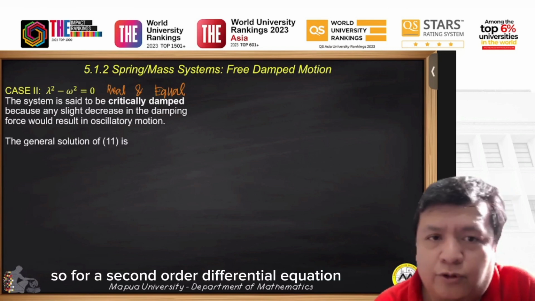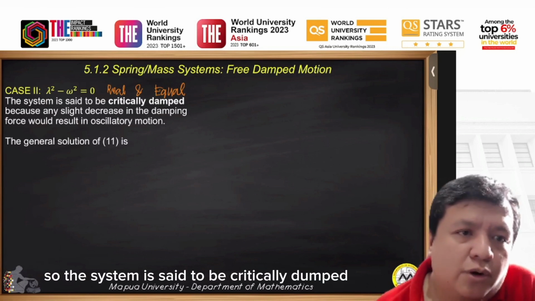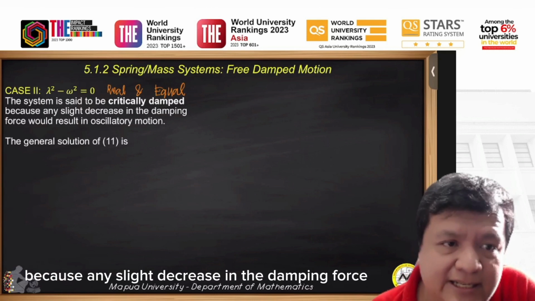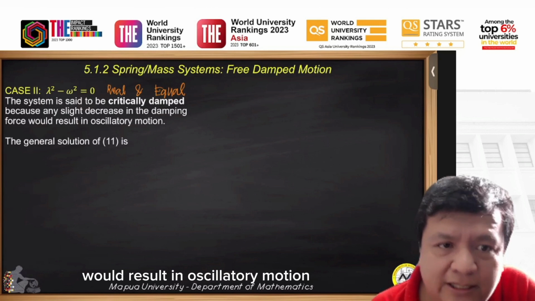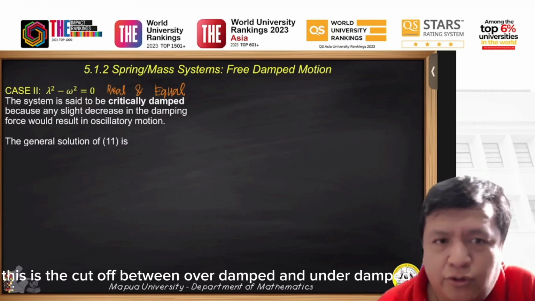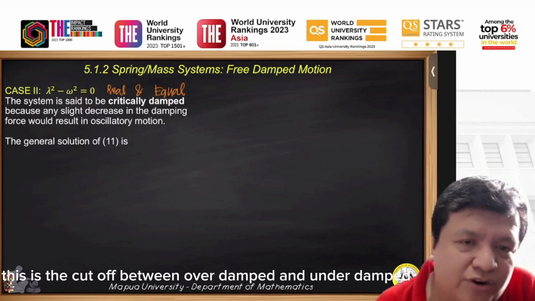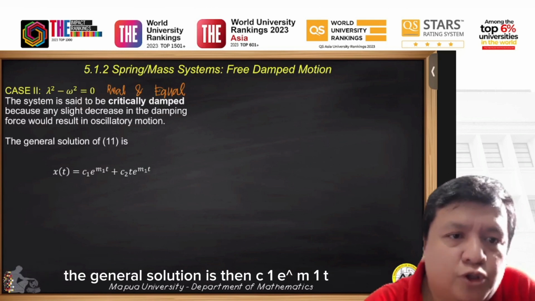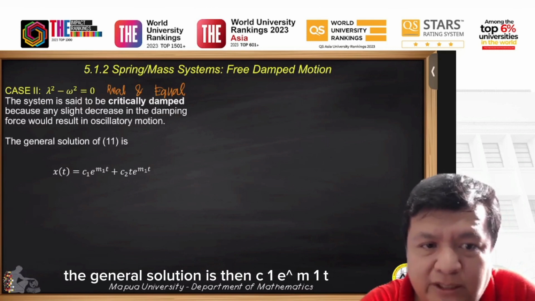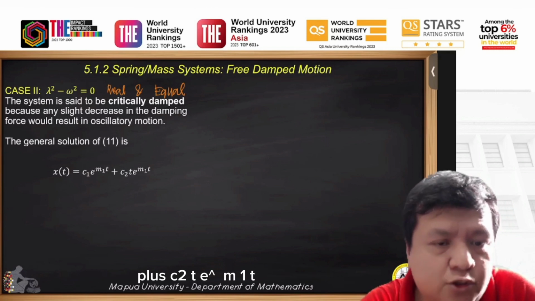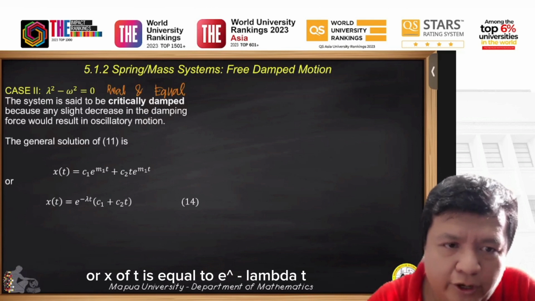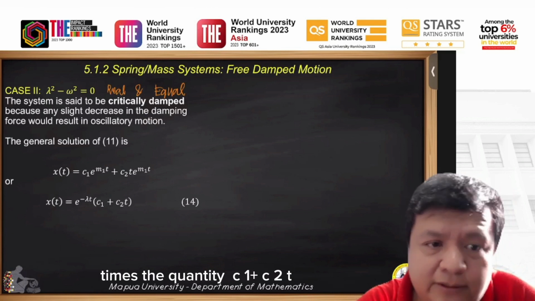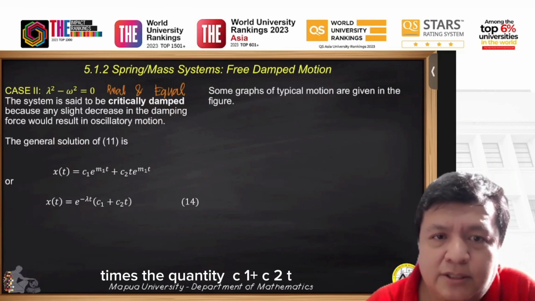This is for second order differential equations. The system is said to be critically damped because any slight decrease in the damping force would result in oscillatory motion. So this is the cutoff between overdamped and underdamped. The general solution is then c1 e raised to m1t plus c2 t e raised to m1t. Or x of t is equal to e raised to negative lambda t times the quantity c1 plus c2 t.